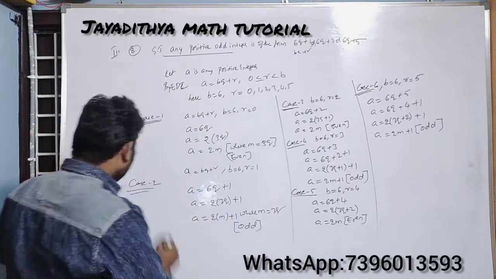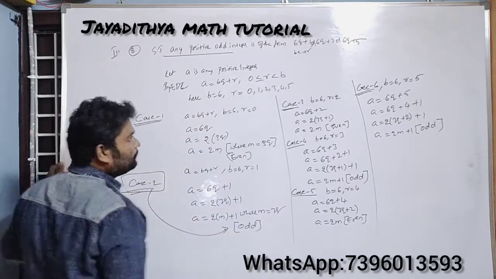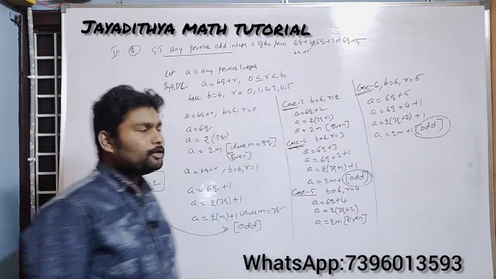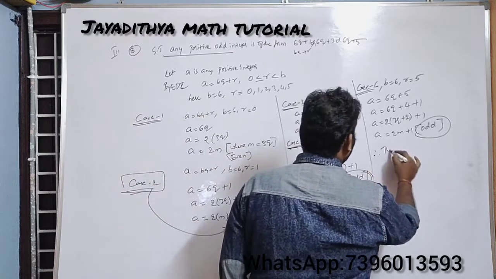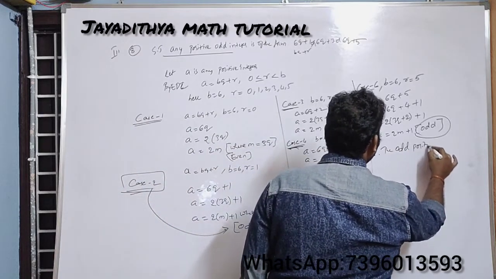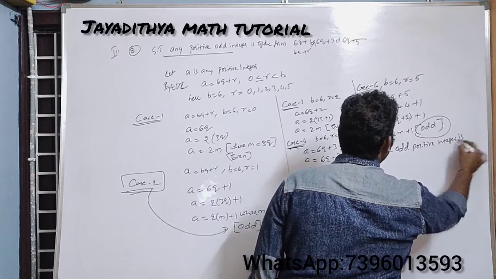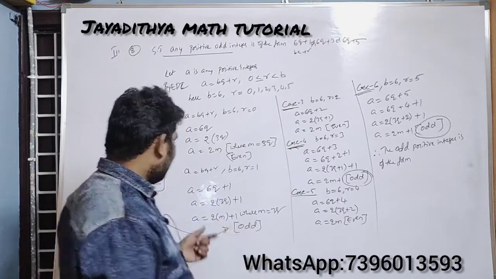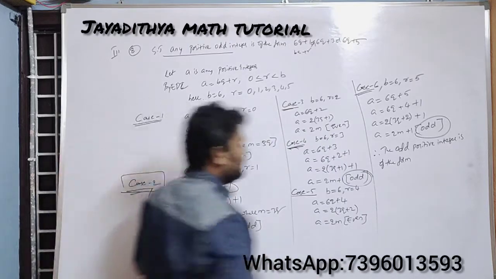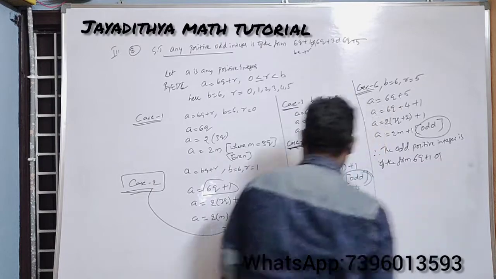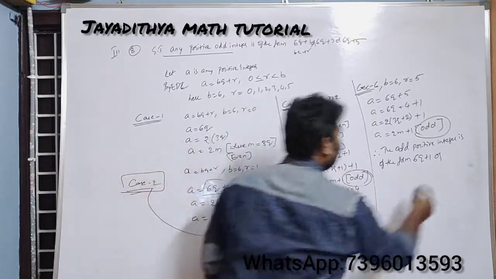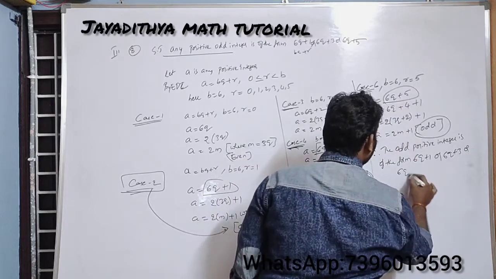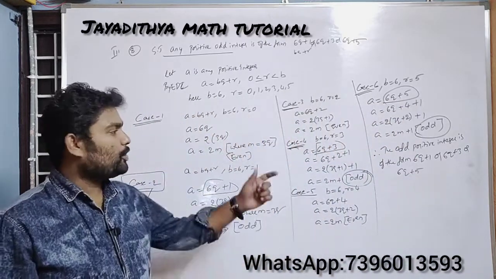If you observe here, in case 2 it is odd, in case 4 it is odd, and in case 6 it is an odd number. So you can simply write, therefore, the odd positive integer is of the form, wherever you got odd: the first is 6q plus 1, the second odd number is 6q plus 3, and the third one is 6q plus 5. Hence shown. That's all. Your problem is completed.